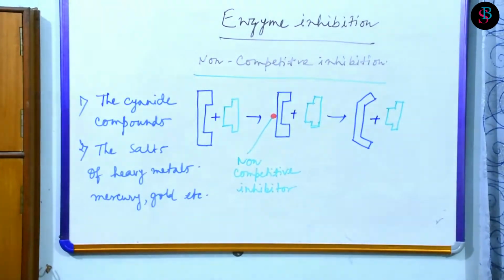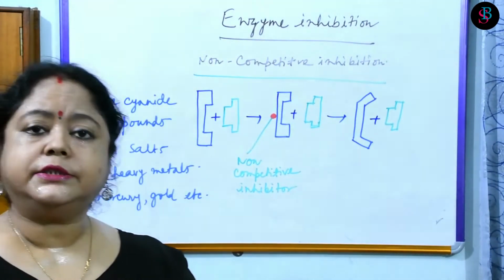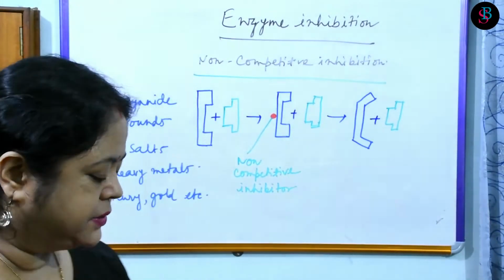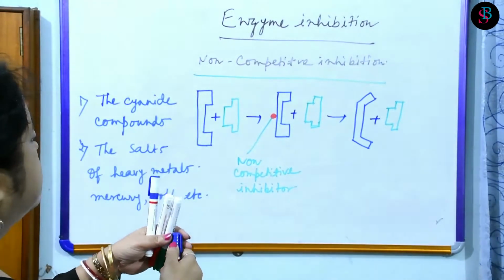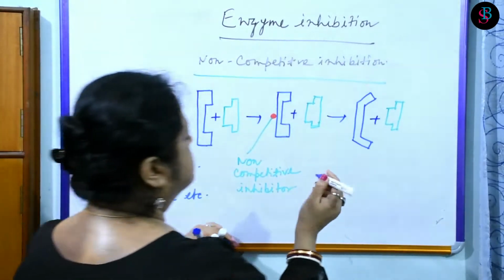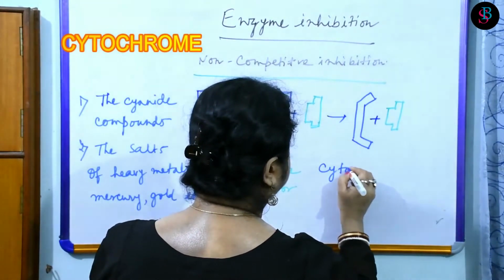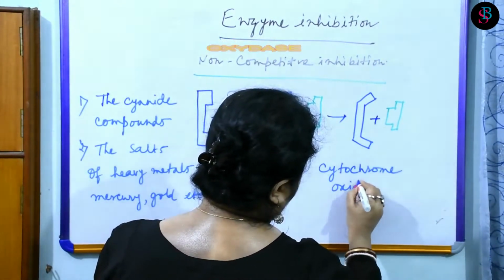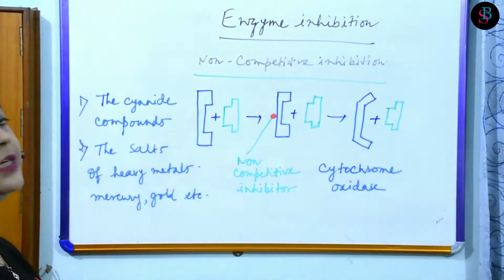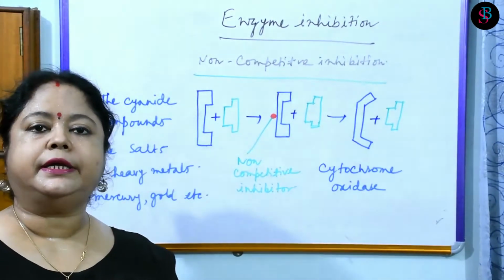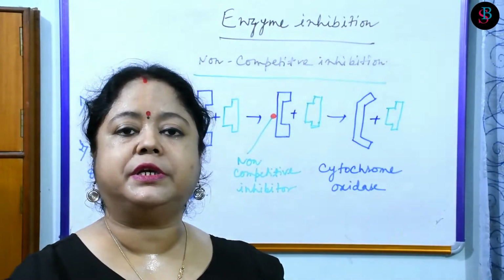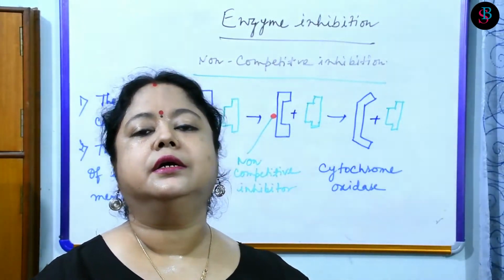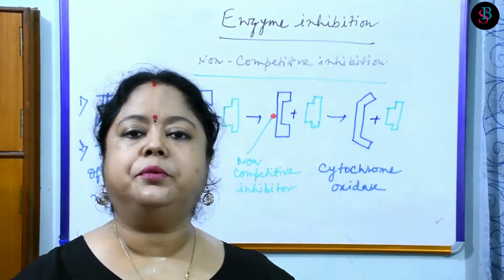So, in case of cyanide, what's the problem with the cyanide? Actually, what happens? Cyanide acts on cytochrome oxidase, which is our respiratory enzyme, and immediately it chokes the respiration. If respiration is choked, then even for a fraction of a second, the organism will die. So immediately the organism will die. I think you have heard about it.